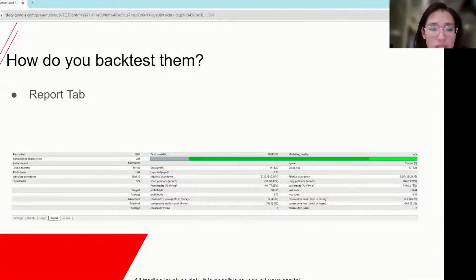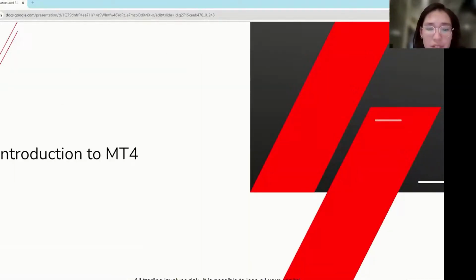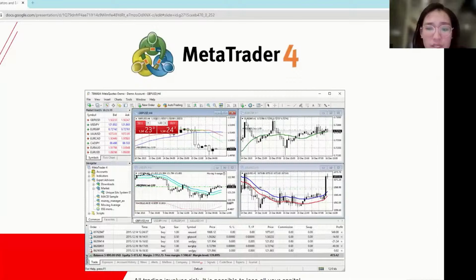Okay, so how do you decide whether to use MT4 or MT5? Let's do a really quick, brief intro to both of these platforms and compare them so that you can see which is more suitable for you. Okay, starting off with our intro to MT4, when you go in, this is what the interface looks like if you've never used it before.